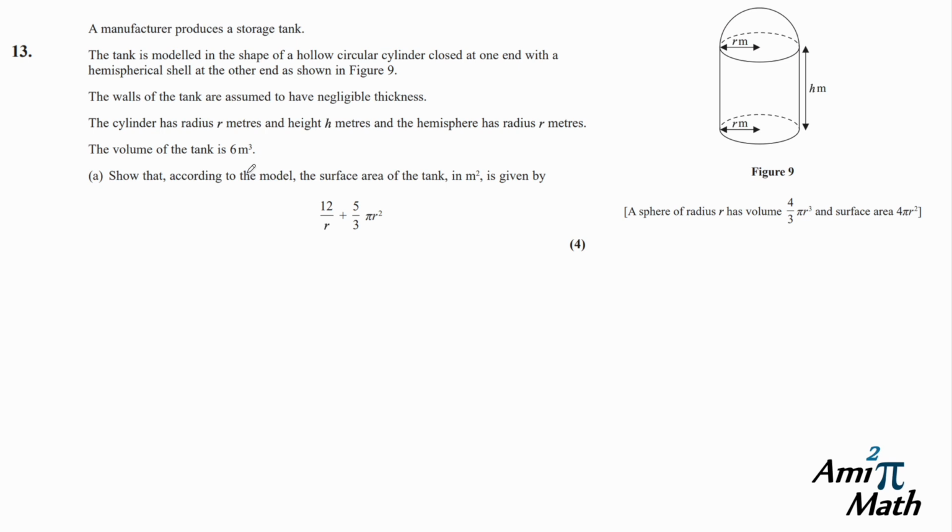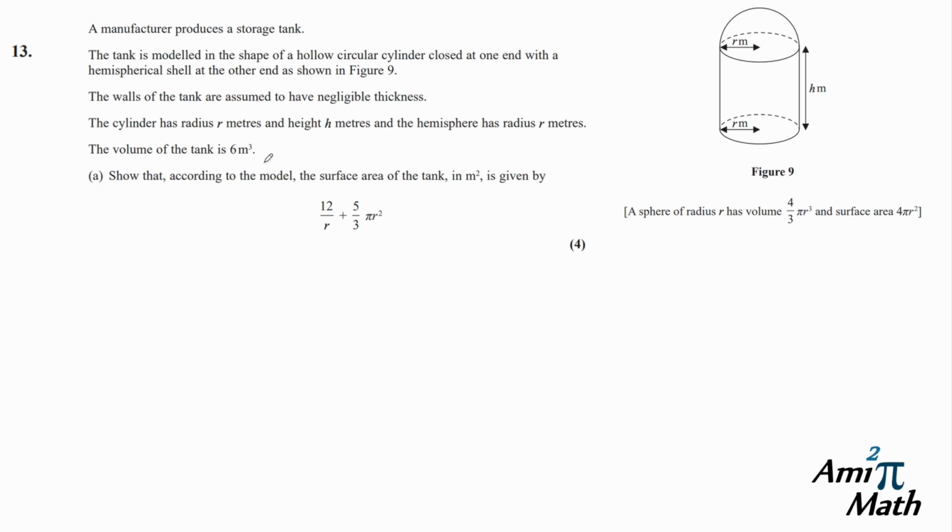Okay, so what we need to do for questions like this is use the information provided in the question, because that will give us hints on how to do what the question is actually asking. So here in this question, we've got information: the cylinder has radius r meters and height h meters, and the hemisphere has radius r meters. We've also been given the volume, so we know that the volume is 6 meters cubed, so we can set out an equation for the volume of this and equate it to 6 to find out some values.